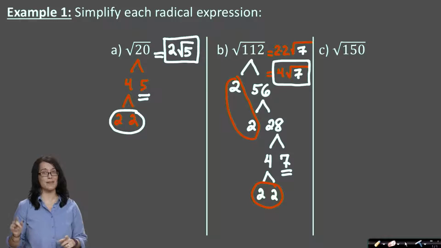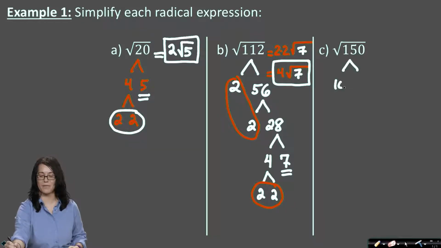Did you try C? If not, pause the video and see if you could do it on your own. All right, so in C, which factors did you pick? Maybe you said it's even, so 2 goes into 150 75 times. Maybe you said, hey, I think 15 times 10 sounds nice. Or maybe you did different ones, like 3. 3 goes in there how many times, right? I'm going to do 15 times 10. I think that sounds like a fun plan.